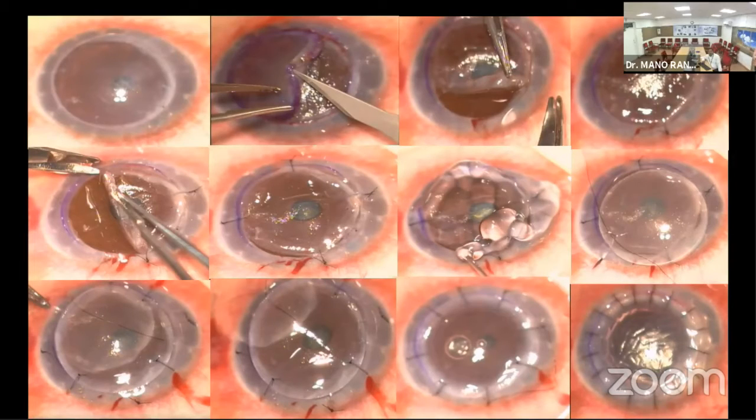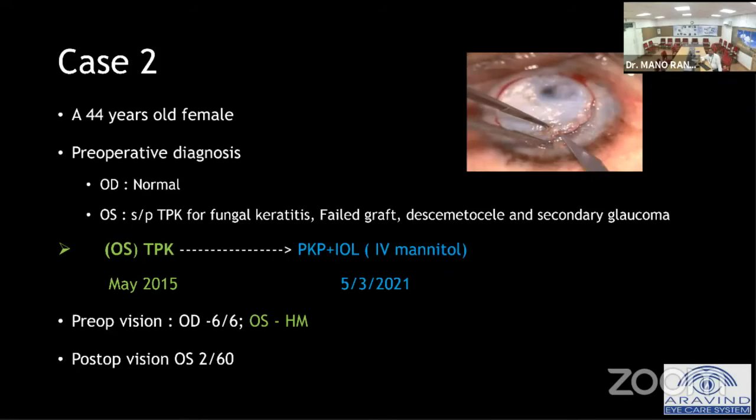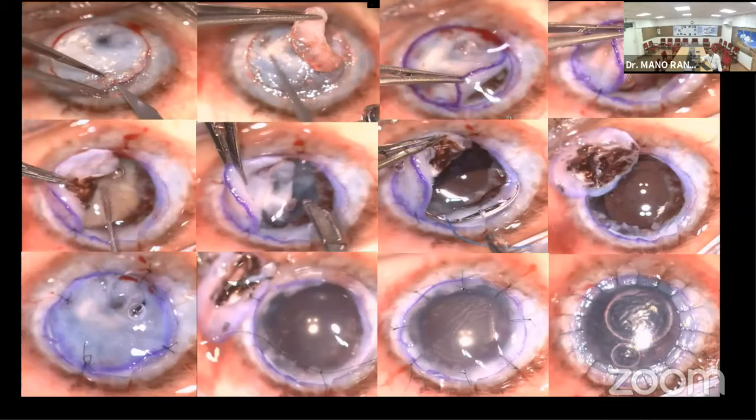This is the sequence of surgery for that case. Next is another case which had fungal keratitis and a failed therapeutic PK, and it came with a descemetocele. We have done the same sequence of surgery, but here we have done a cataract surgery along with it.